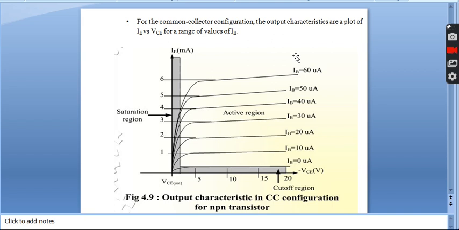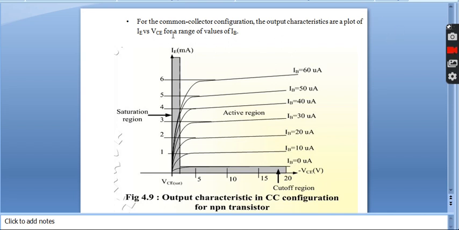Next, go for the output characteristics. So in common base configuration, the input and output characteristics are the same as the common emitter configuration. So look at here. For the common collector configuration, the output characteristics are a plot of IE versus VCE. So output current is equal to IE and output voltage is equal to VCE. Now draw the plot between IE versus VCE when we are keeping the input current constant. Here the input current is equal to IB.